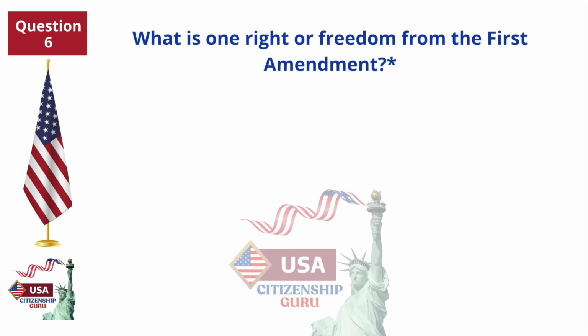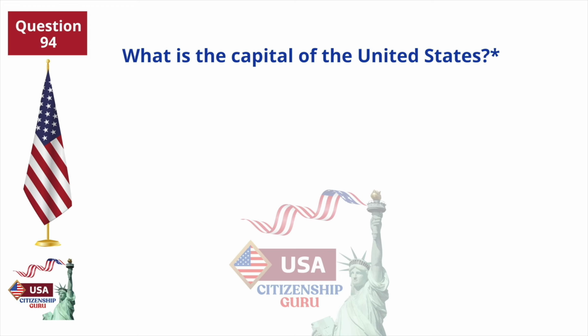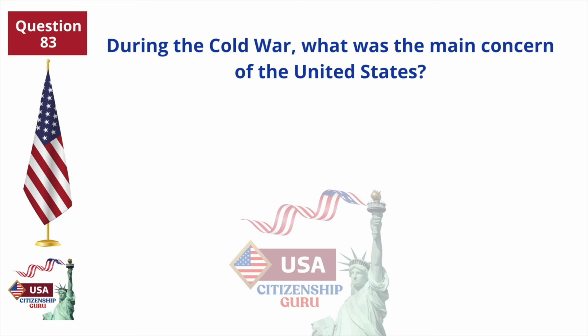What is one right or freedom from the First Amendment? Speech. What is the capital of the United States? Washington, D.C. During the Cold War, what was the main concern of the United States? Communism.